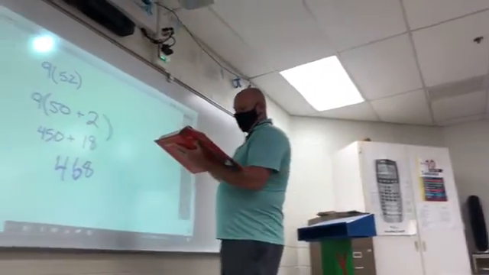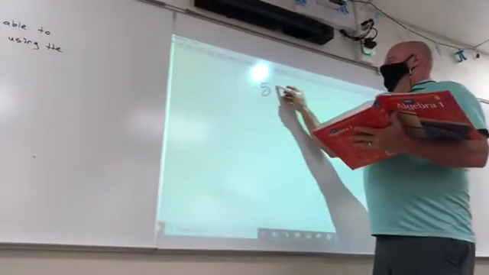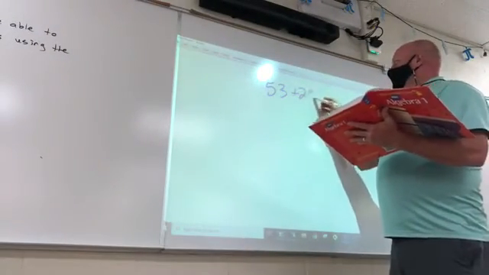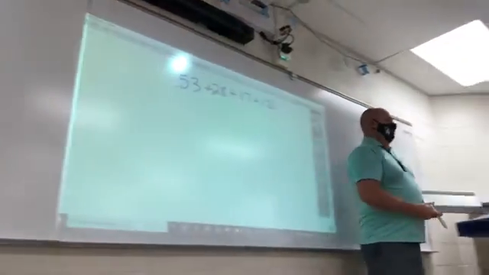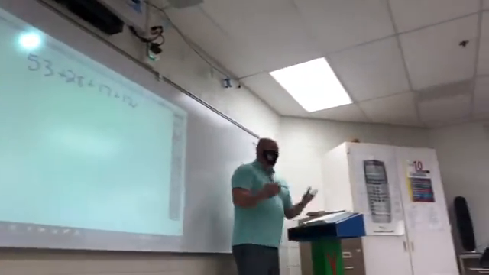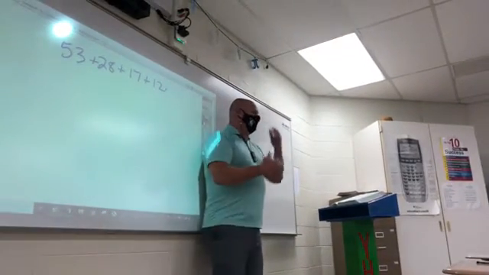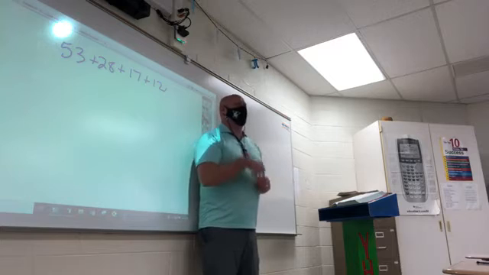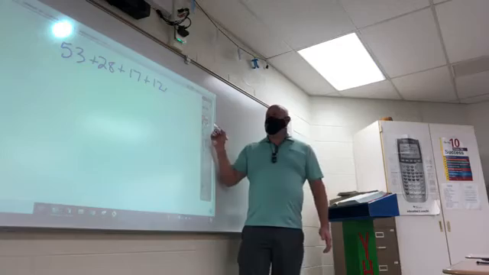And then the next problem, you're going to get something that looks like this. It's going to say something like 53 plus 28 plus 17 plus 12. Now, it's all addition. We're not really working on our addition right now. I want to try to find, is there a way we can regroup this to make our life easier? Which numbers would be the easy ones to add together?